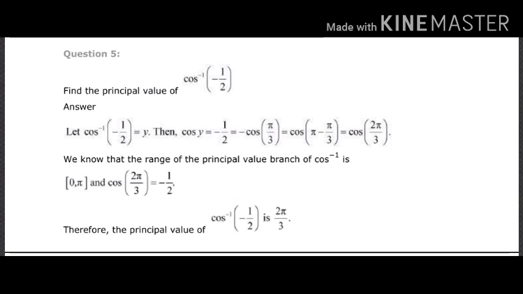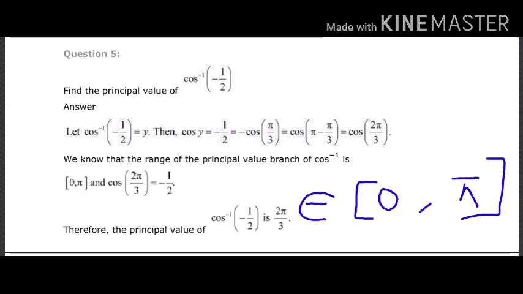We know the range of principal value branch of cos inverse is 0 to pi, and cos 2 pi by 3 equals minus 1 by 2. Therefore the principal value of cos inverse minus 1 by 2 will be 2 pi by 3.